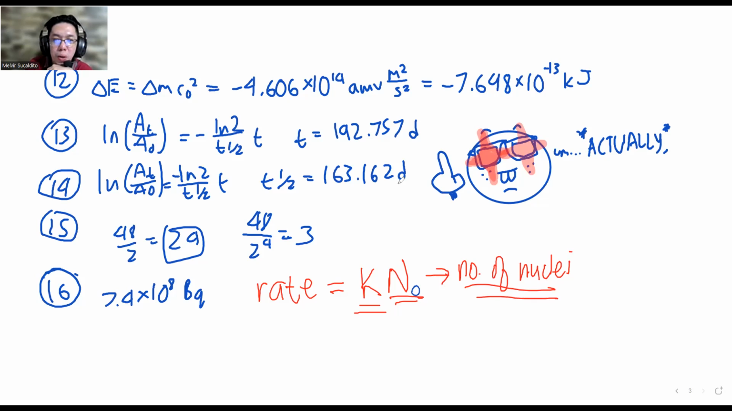Binigay naman yung half-life ng technetium, 6 hours. Alam ni k. Yes, ln2, negative ln2. No, it's not negative ln2. Negative kt yun yung equation. But k is equal to ln2 over half-life lang.